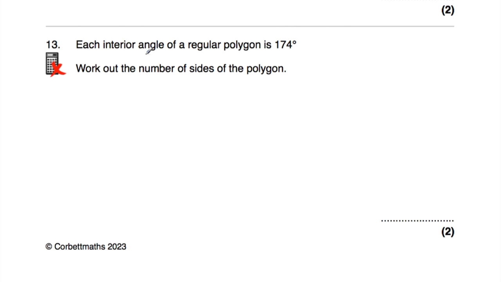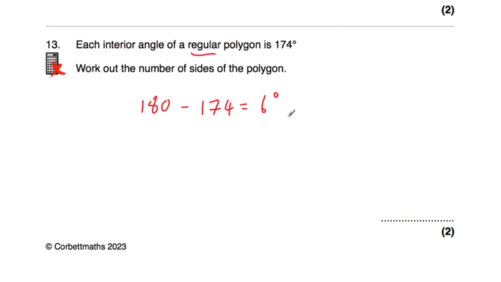Okay, let's have a look at our next question, question number 13. Question number 13 says, each interior angle of a regular polygon is 174 degrees. Work out the number of sides of the regular polygon. Because we know the size of each interior angle and it's a regular polygon, that's important, because if each of the interior angles is 174 degrees, we can do 180 take away 174 to find the size of each exterior angle. And 180 take away 174 would be 6 degrees. So that means that each exterior angle is 6 degrees.